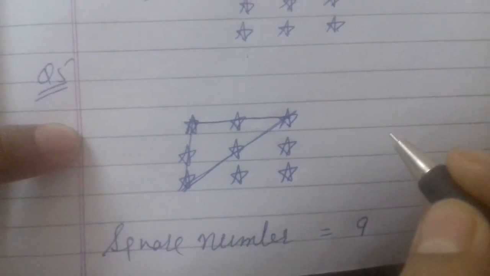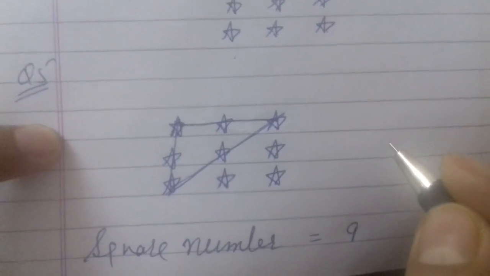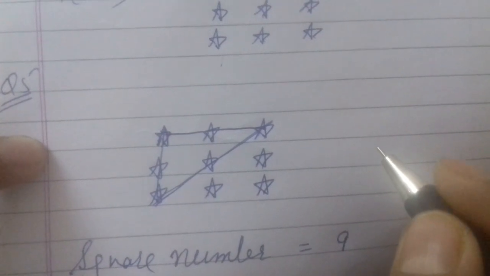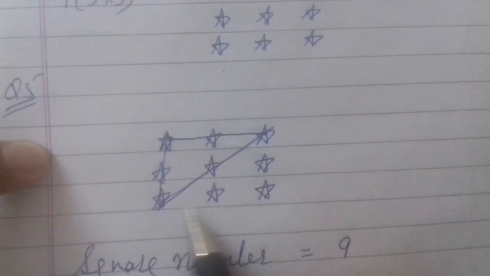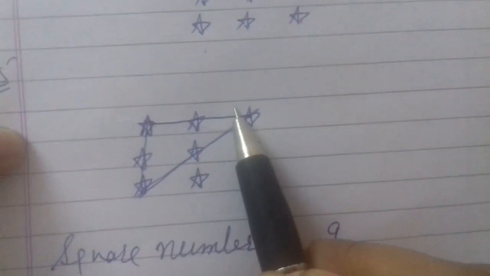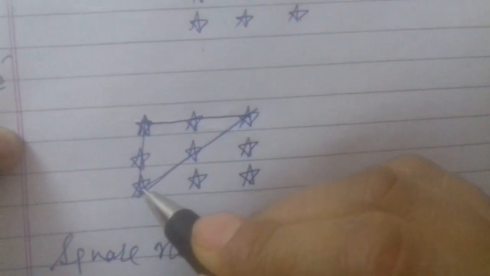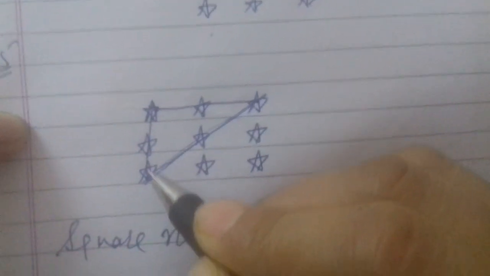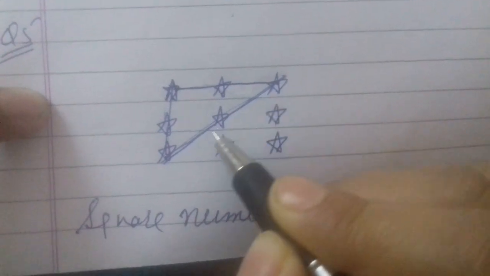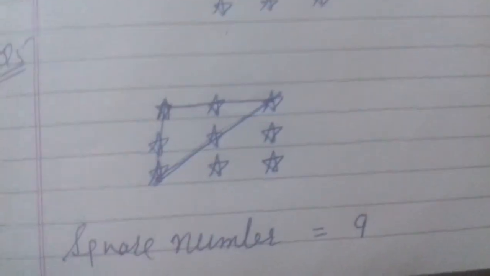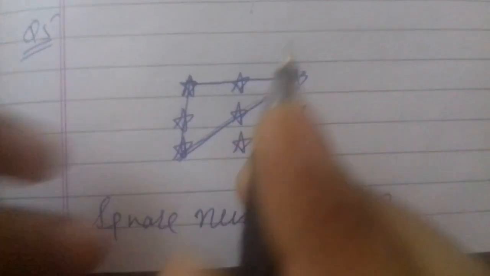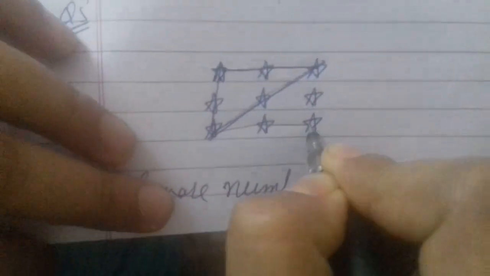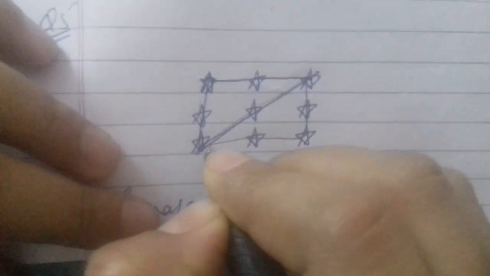See children, in a square number pattern, the opposite corners are joined together to form two triangular numbers. This is a square pattern. Children, I have drawn a 3 by 3 square pattern. If we join the opposite corner, what is formed here? This is a triangle. And if we join both the triangles, look here. This is also a triangle. Both the triangles are joined.